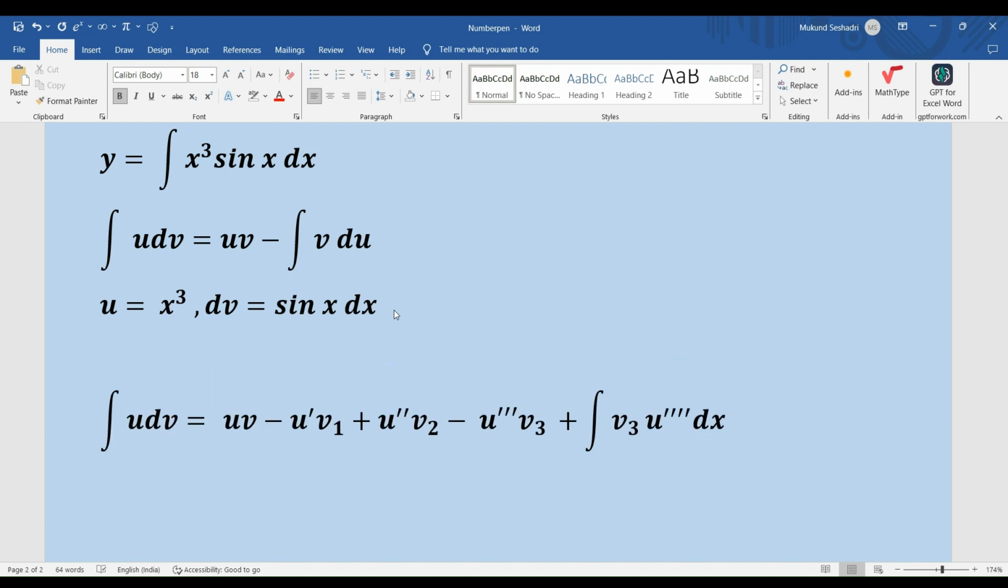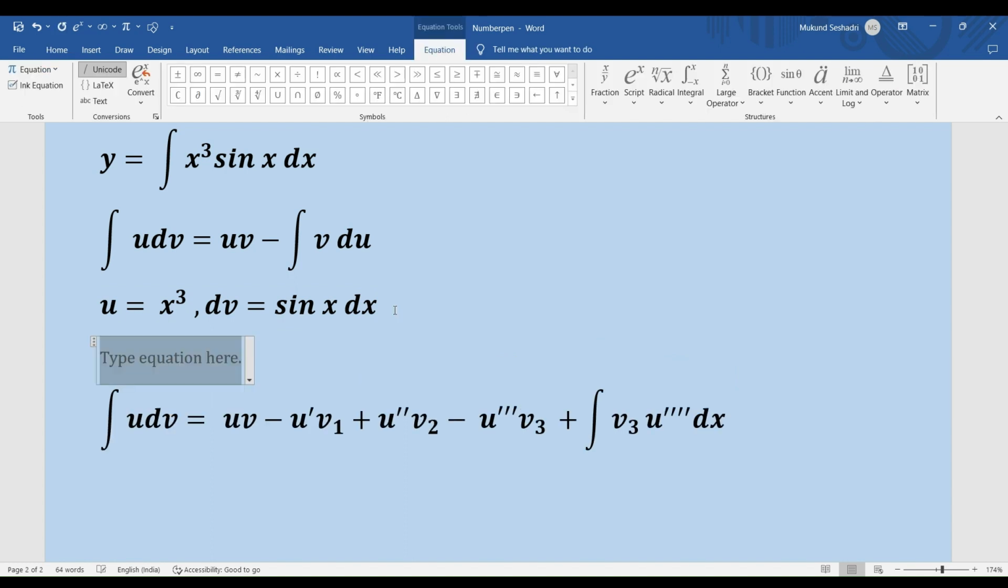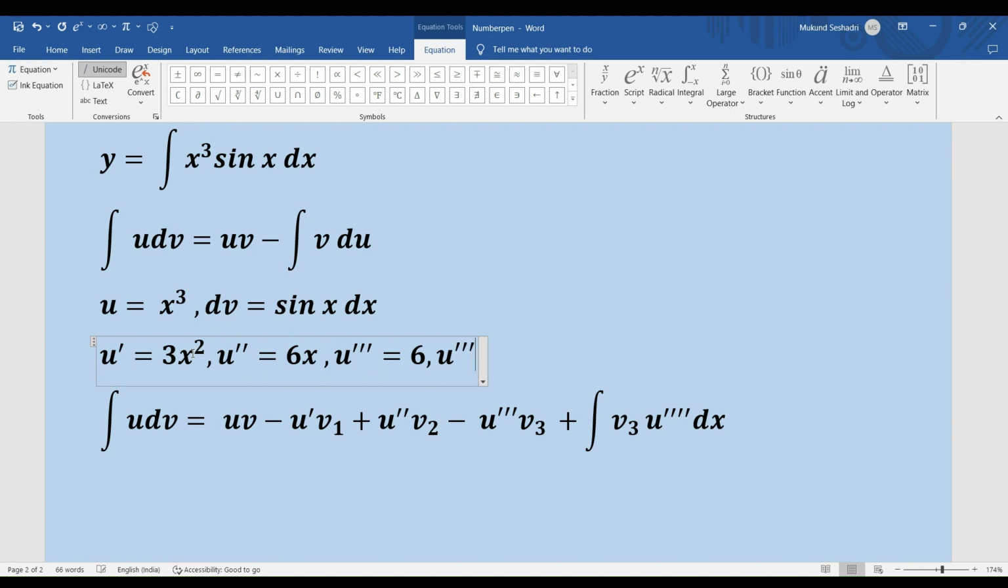So I'm going to use this line for my u. So when my u is x cube, right, what is my u dashed? It is nothing but 3x square. And what is my u double dashed? It is nothing but 6x, right? And then I go towards my u triple dashed, which is 6, right? And then I go to my fourth successive derivative of u, which becomes a 0, right?